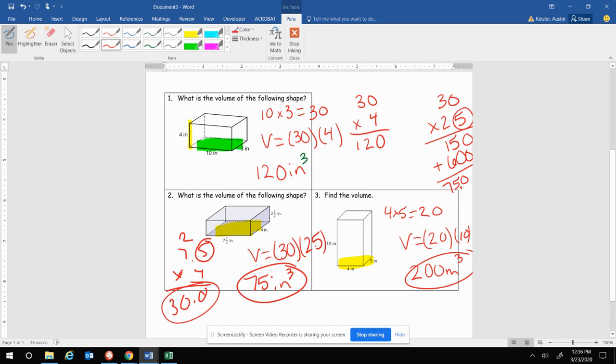All right, so that's volume. Remember, we're finding the area of the base and multiplying it by the height, aka we're really just multiplying all three numbers.